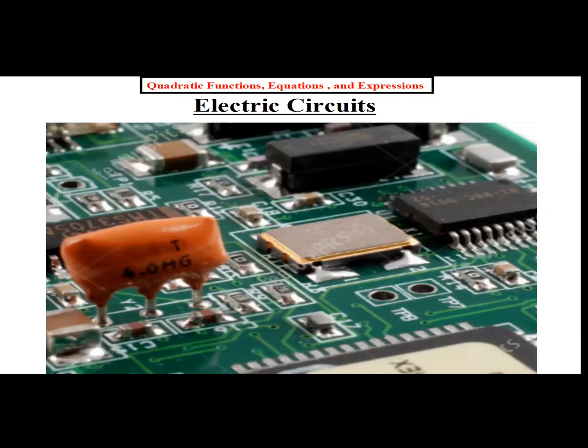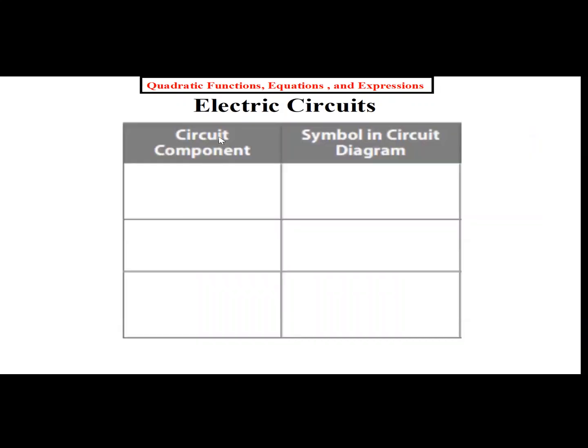So this is what I want you to copy. Copy this table down. 2 columns, one of them titled circuit component, and on the right side of that, make another column and title it symbol in circuit diagram. So the 3 components I'm going to talk about today, the first one is known as a resistor. The word itself, resistor, means that it resists the amount of current or voltage going through.